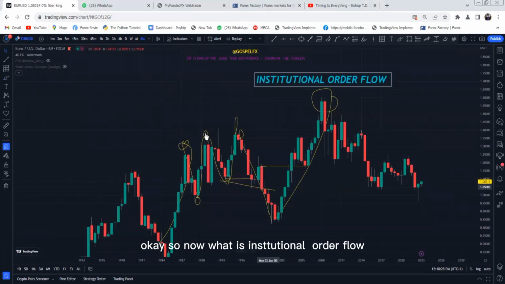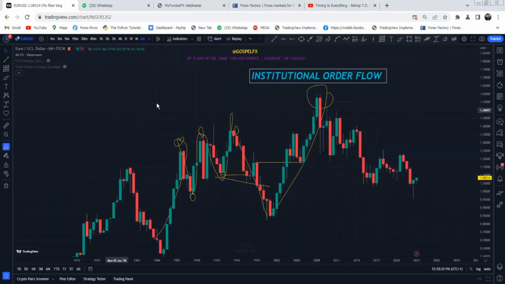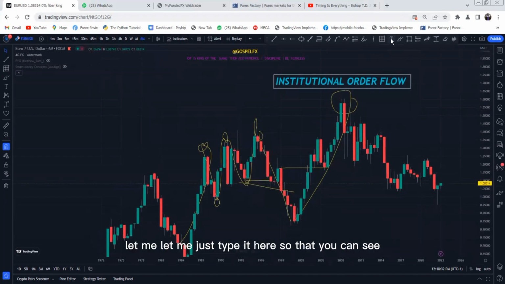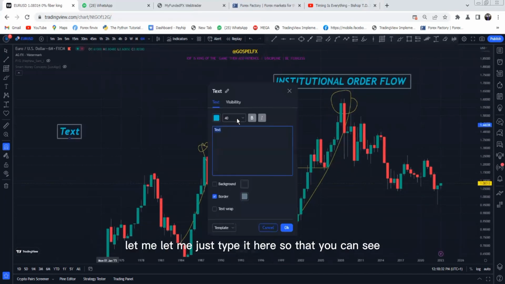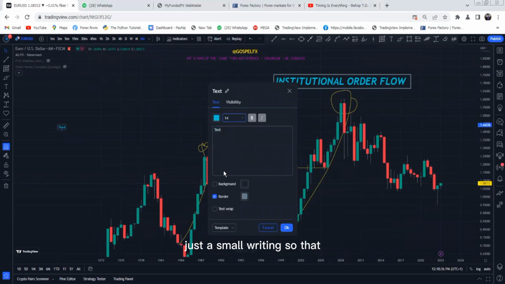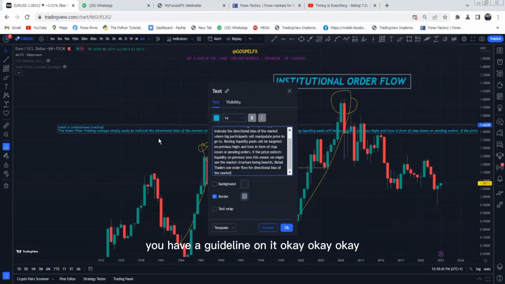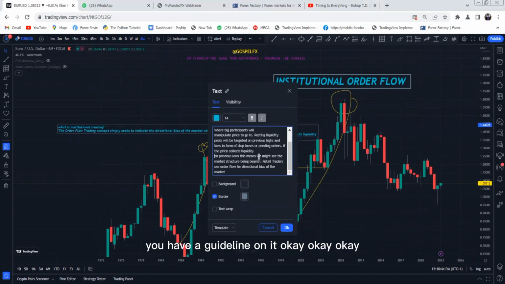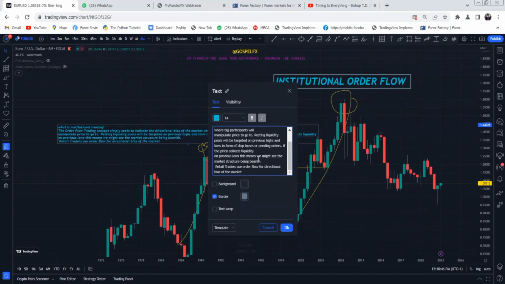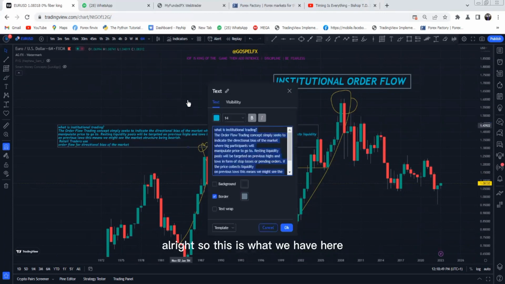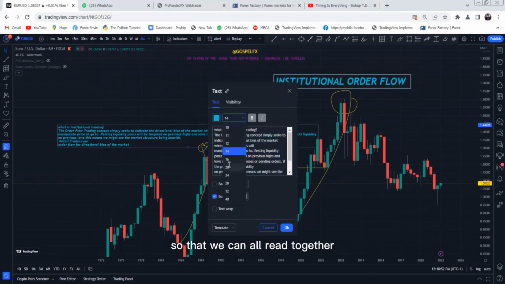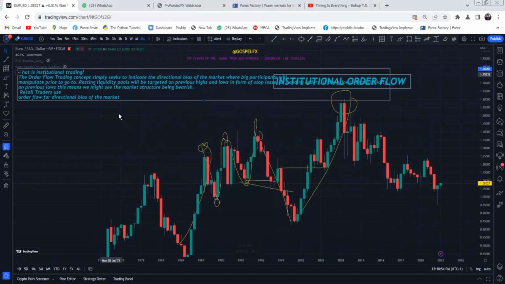So now, what is institutional order flow? I just wrote something. Let me type it here so that you can see, just a small writing so you will have a guideline on it. All right, so this is what we have here. Let me make it a bit bigger so that we can all read together.